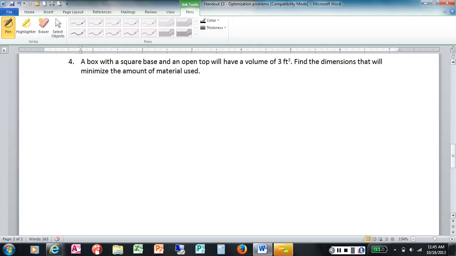All right, so a couple more on this sheet here. Any other questions on number 3 or first page? All good?